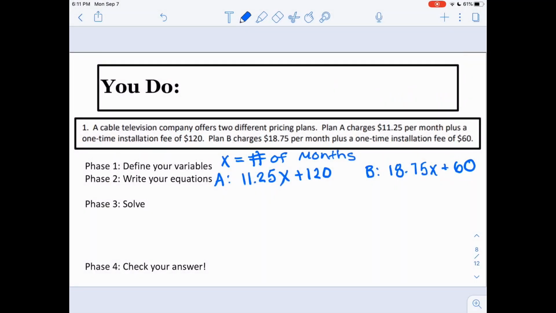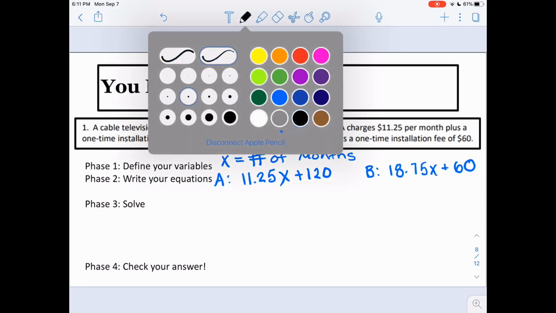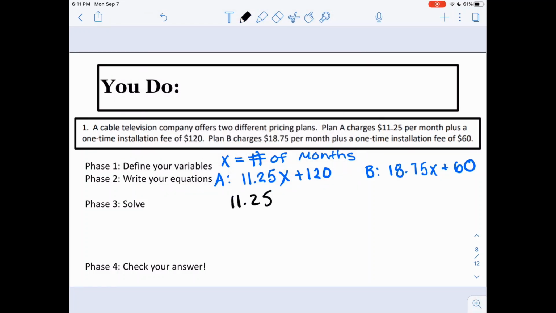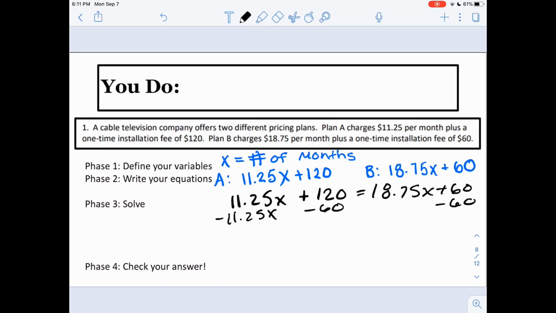Now we need to set our equations equal to each other and solve. We're going to subtract 60 from both sides and subtract 11.25x from both sides, making sure to stack them under their correct term. That's going to leave us with 60 equals 7.5x.